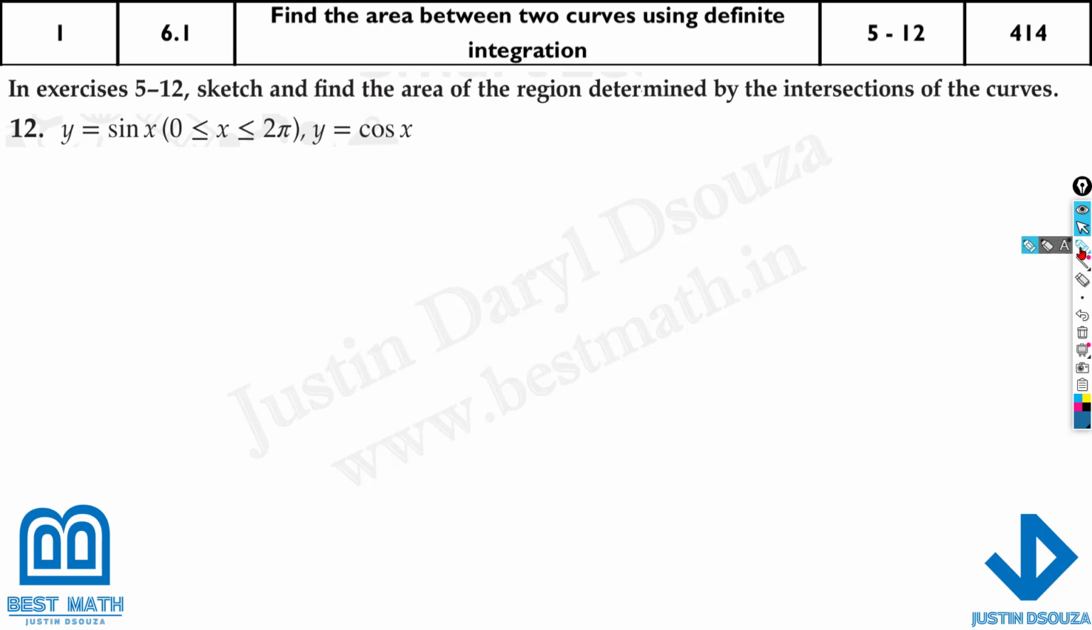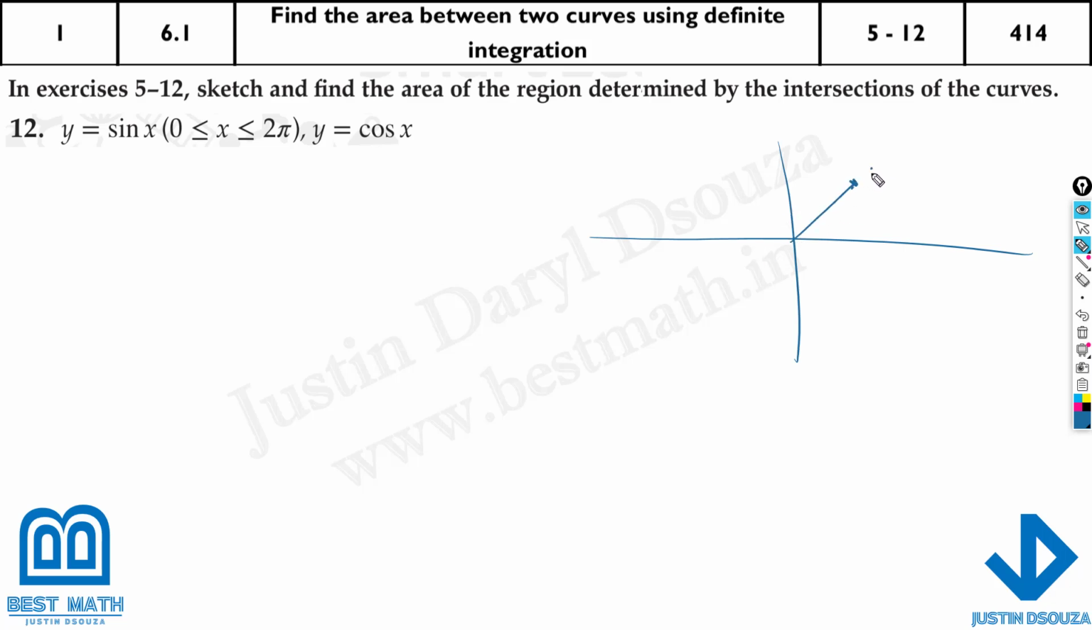Okay, we have a trigonometric function. This is an interesting one because they have given us the limits, and we need to find all the intersecting points of sine and cosine between 0 to 2 pi. Now, if you know the unit circle, it's much easier to understand. I know 45 degrees for sure.